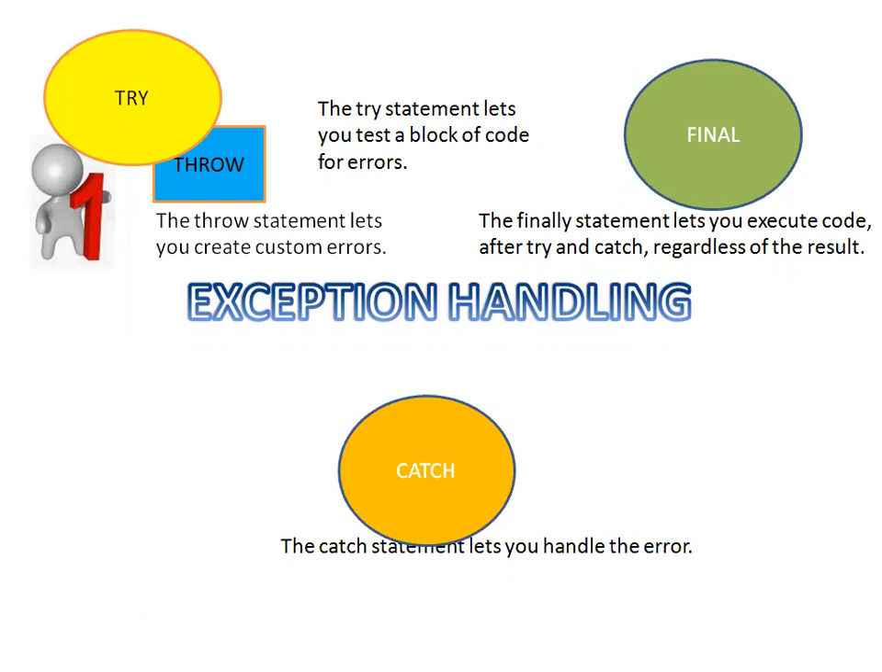Inside the try, we have the throw statement. It is optional. It is used to customize your error. And the second one is catch. It is used to handle the error. Finally is used to execute after the try and catch. So it executes unconditionally at the end of the program. Here try and catch, these two are compulsory, whereas finally is optional.